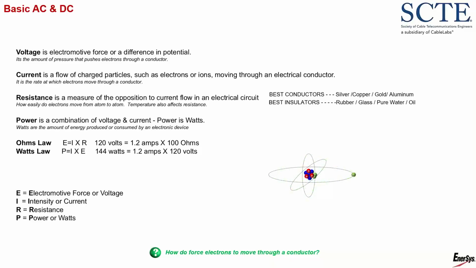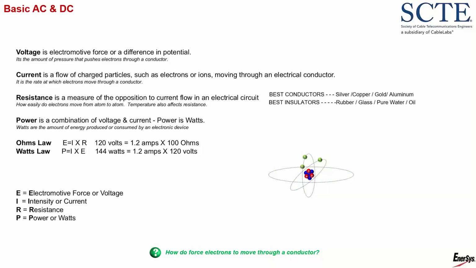Voltage is pressure. So to get electricity to move through a wire and go a distance, you have to have pressure, and that's what the voltage is. The higher the voltage, the farther the electricity will travel. In your coaxial cable plant, 90 volts will travel farther than 60 volts.